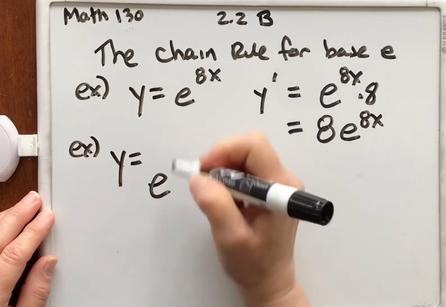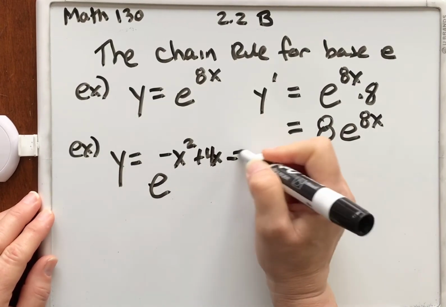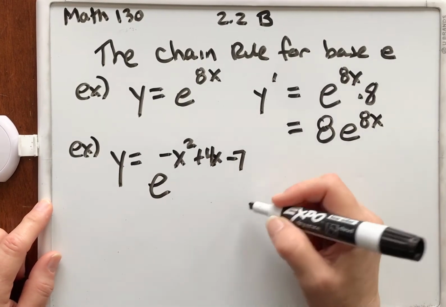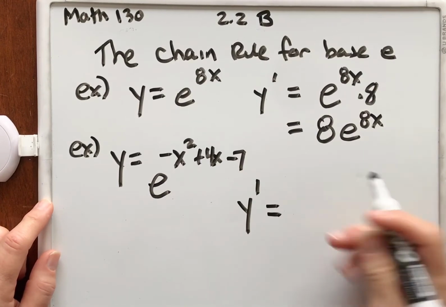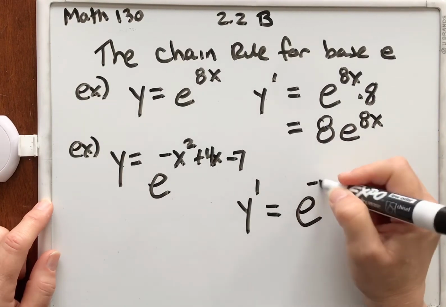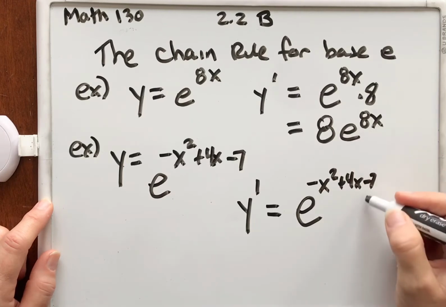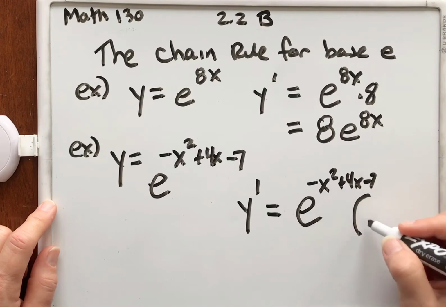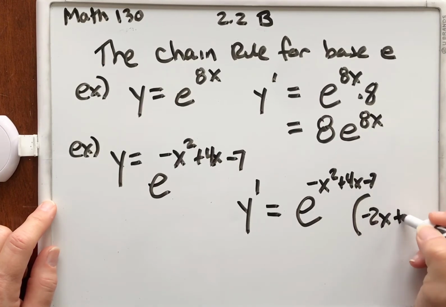Y equals e to the negative x squared plus 4x minus 7. Okay. So we're going to take the derivative of this. And all we do is keep this and take the derivative of the outside. So we're going to keep this and take the derivative of the exponent. Remember, we're multiplying. Derivative of negative x squared is negative 2x. Derivative of 4x is just 4. So we have plus 4.